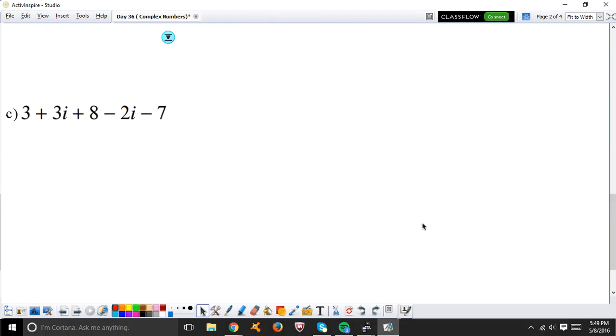Now, we have example C. Again, let's add those numbers which do not have an i. So 3 plus 8 minus 7. So 3 plus 8 is 11. 11 minus 7, so that's 4.